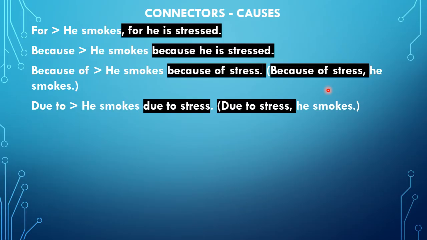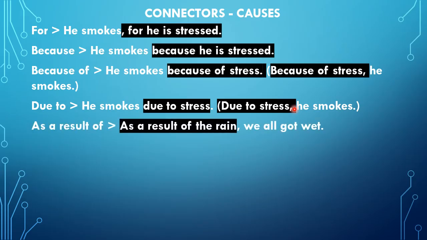Due to is also another phrase that means because as well. So, he smokes due to stress, or due to stress, comma, he smokes. Again, the word due to here is followed by a noun, not a subject plus verb. Be careful with that, right?